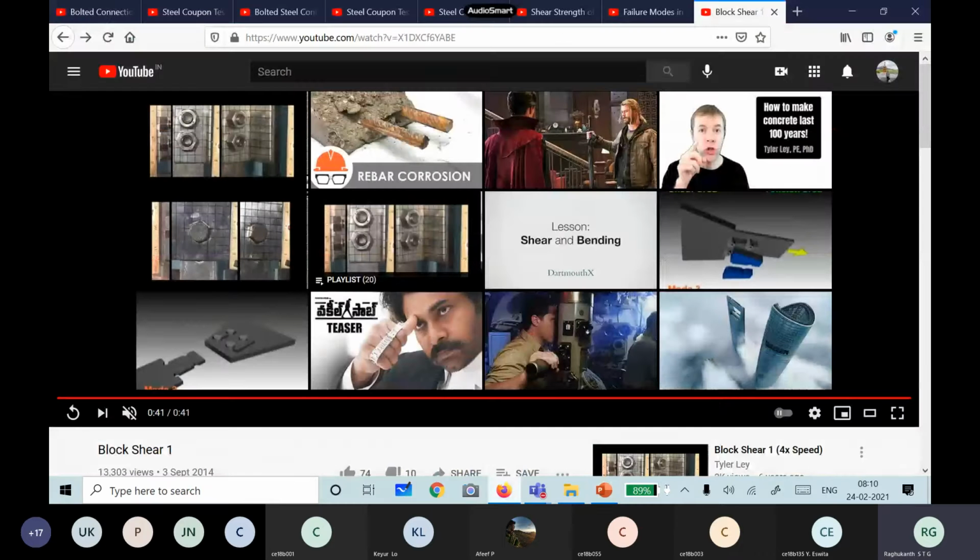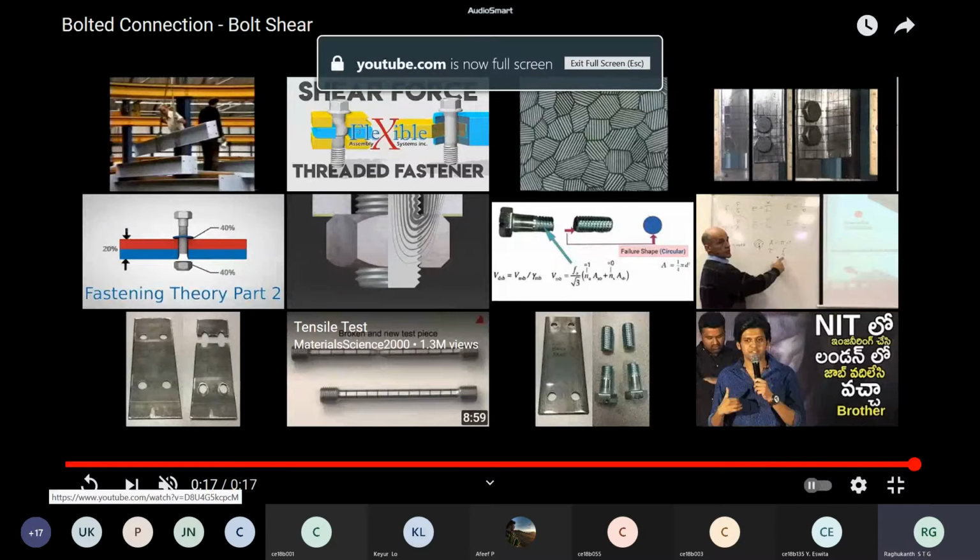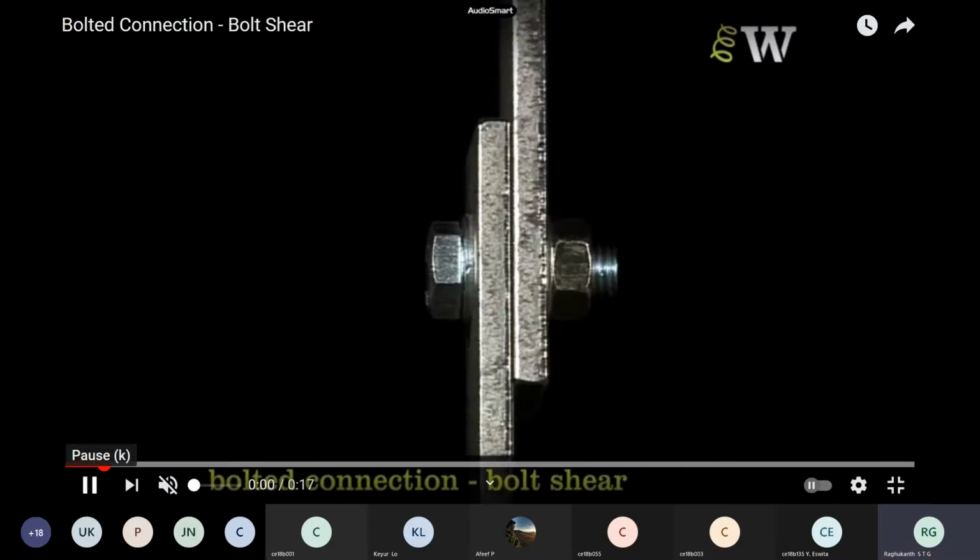So if you go here, you can see now, this is basically a shear failure of a bolt itself. This is a lap joint. You are able to see, right? Yes, sir. So you can see this is a lap joint with a single bolt. He has done just a toy kind of problem. Both the plates are in tension, so this plate is pulled upwards and this plate is pulled downwards. Now just see how the failure happens here.